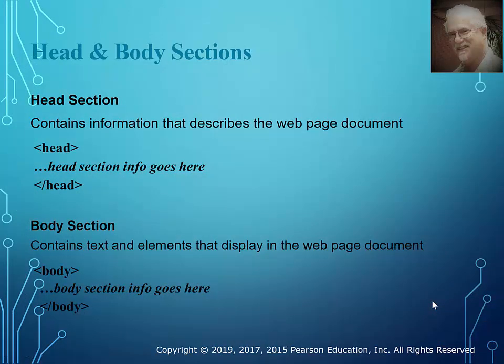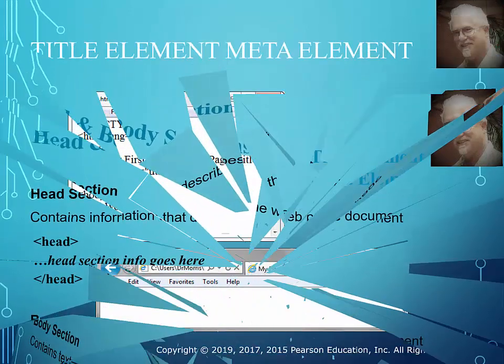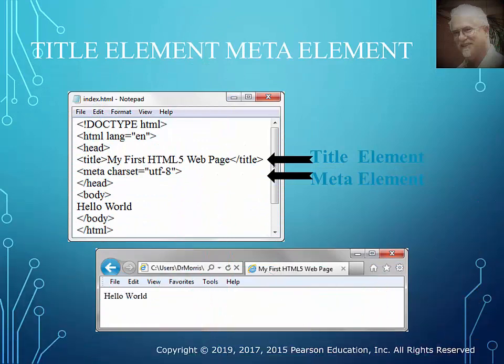Okay, so there's that head section. The head section is where certain information goes, meta tags go. This is where a lot of the processing goes. Right? The head is where you process, and the body is what is shown. What's in the head is not shown. What's in the body is shown.